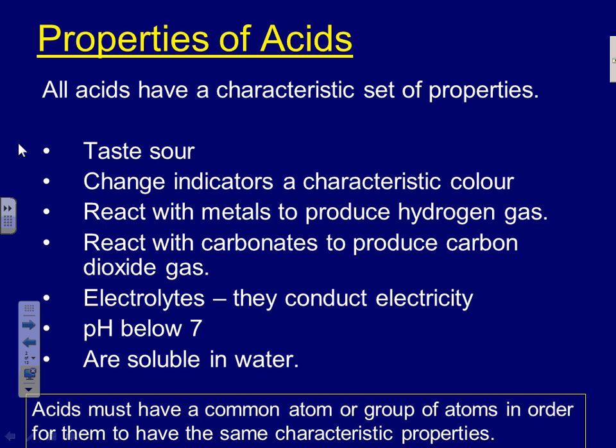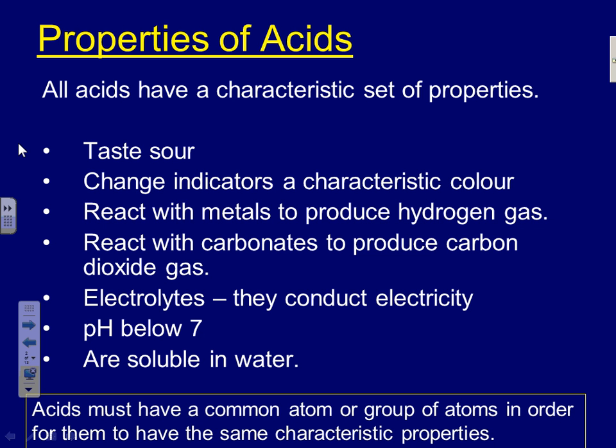They are electrolytes. So acids will conduct electricity. So if you had a conductivity apparatus, remember our little conductivity apparatuses we used at the beginning with the little LEDs? We tested them for ionic compounds. The ionic compounds turned on the light. Well, acids will also turn on the light as well. They have a pH of below 7.